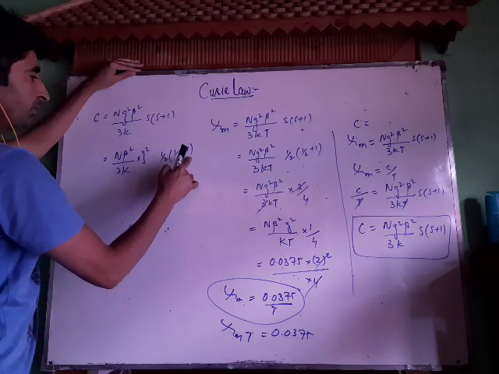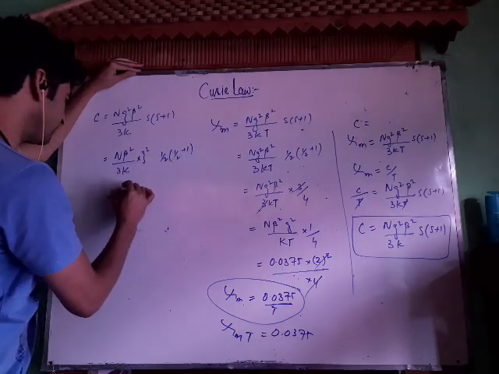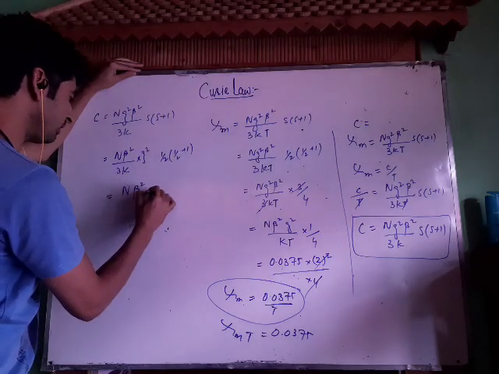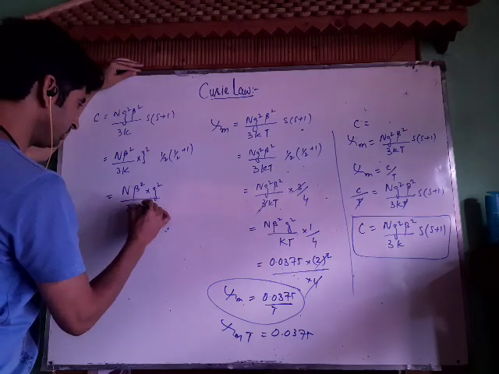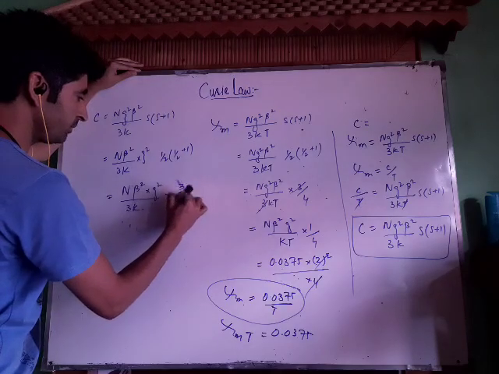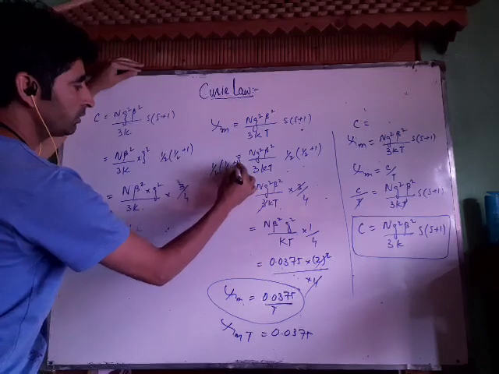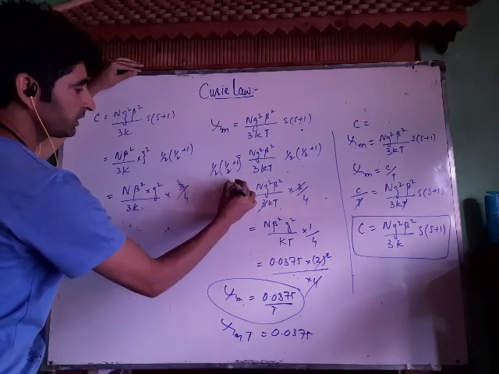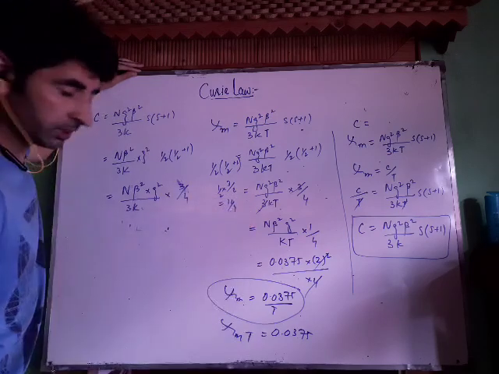1 half into 1 half plus 1 is equal to 2 ones are 2, that is 3 by 4. That's n beta square into g square divided by 3k into 3 by 4. Now see, 1 half into 1 half plus 1, 2 ones are 2 plus 1, that is 3 by 2 into 1 by 2, that is 3 by 4.